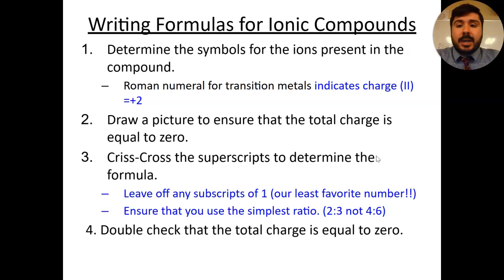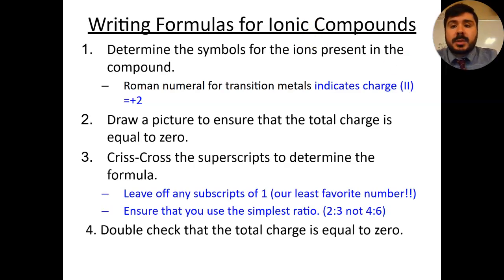Now, a little bit of a catch here is that transition metals have a different and added layer to them, and it's all about the Roman numerals present here. If you remember, transition metals are all of the elements in the dead center, that massive chunk in the dead center of the periodic table from group 3 all the way to group 12. What this is saying is that whenever you see a Roman numeral attached to the name of any of these transition metals, that Roman numeral is indicative of the charge, right?